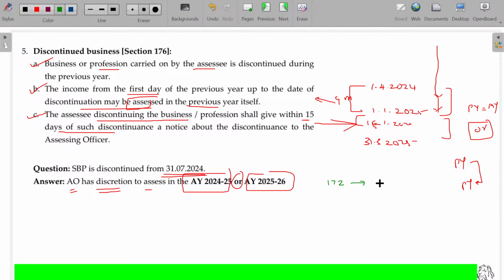Section 172 is all about shipping. 174 is all about leaving India permanently. 174A is all about AOP, BOI, AJP for temporary business, and 175 is all about avoiding tax, and 176 is all about discontinuing business. Is that clear? These are the 5 scenarios.